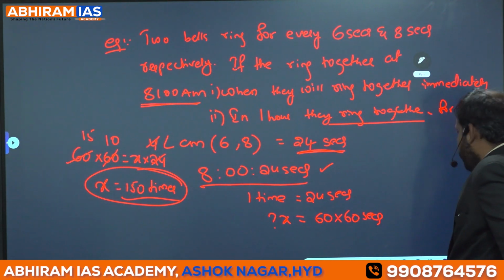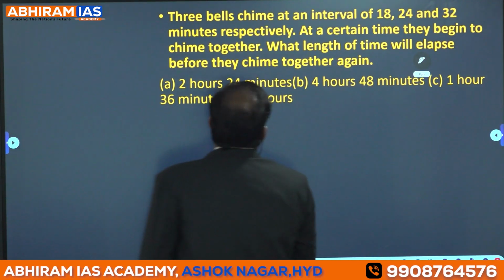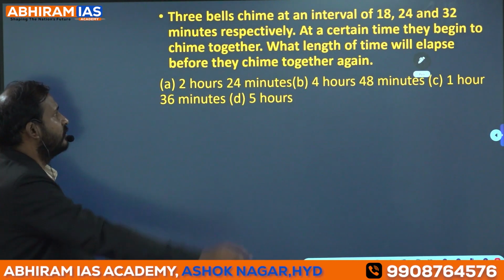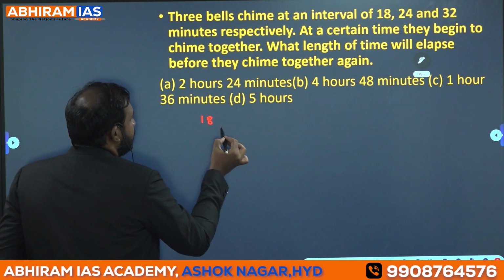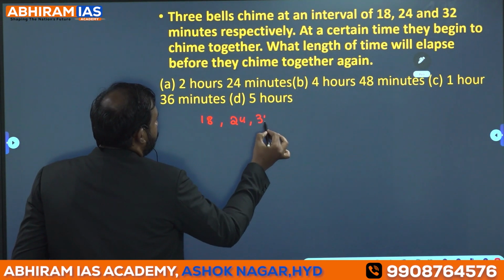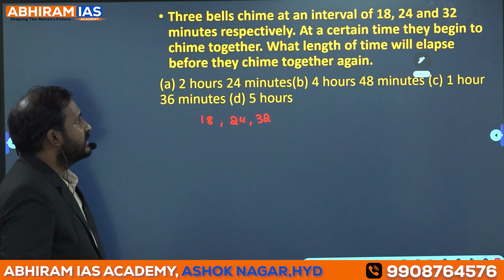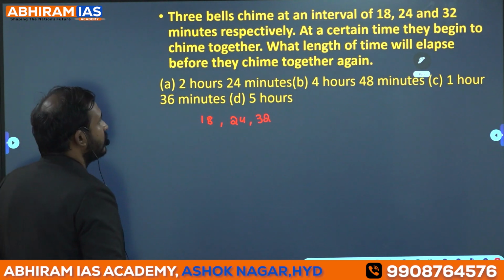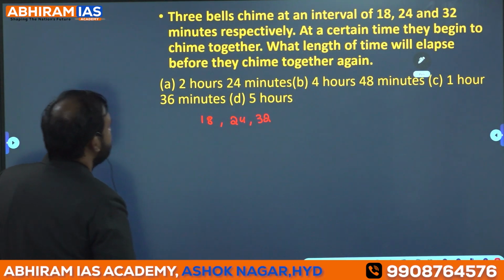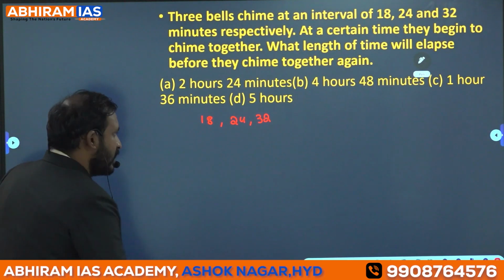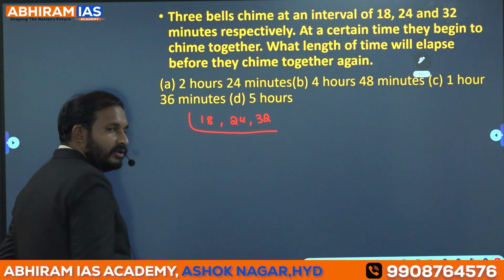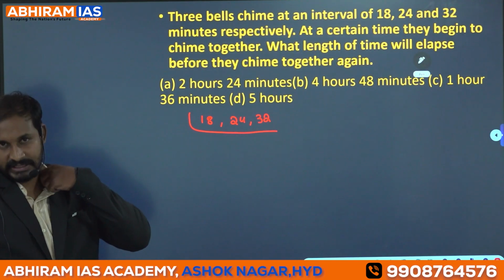Right. Now we will go to our problem. Three bells ring at an interval of 18, 24 and 32 minutes respectively. At a certain time they begin to ring together. What length of time will elapse before they ring together again? As usual, we are going to find their LCM.